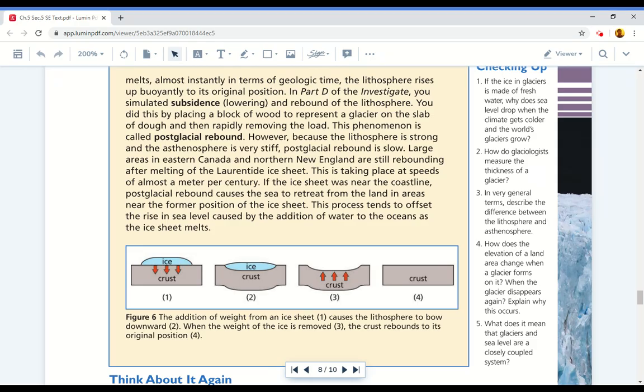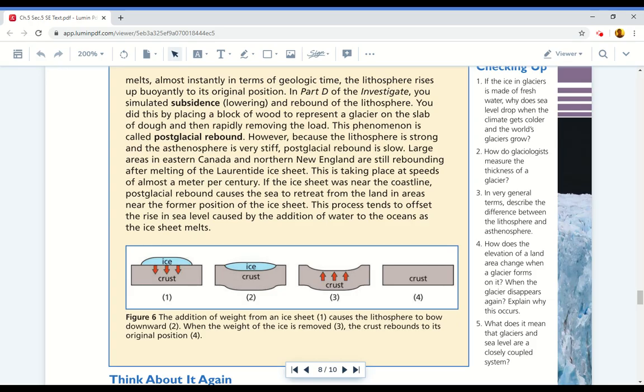In Part D of the Investigate, you simulated subsidence, lowering, and rebound of the lithosphere. You did this by placing a block of wood to represent a glacier on the slab of dough and then rapidly removing the load. This phenomenon is called post-glacial rebound. However, because the lithosphere is strong and the asthenosphere is very stiff, post-glacial rebound is slow.